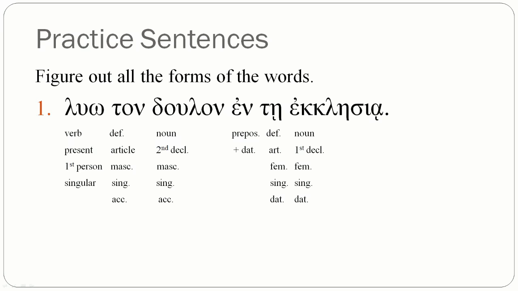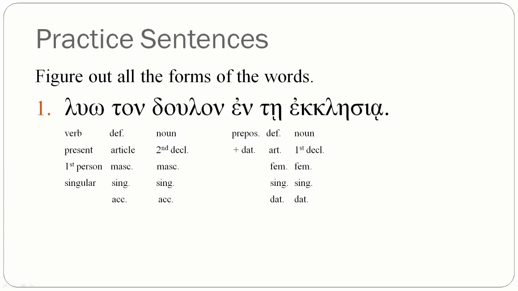Once you've got that, okay, that's your verb, let's work on everything else. Okay, so the definite article ton is masculine, singular, and accusative. Really nicely, the very next word, dulon, the endings do match up here, but indeed this is also a masculine singular accusative word. It's a noun in the second declension. And so ton dulon are together. Okay, there's your definite article and noun.